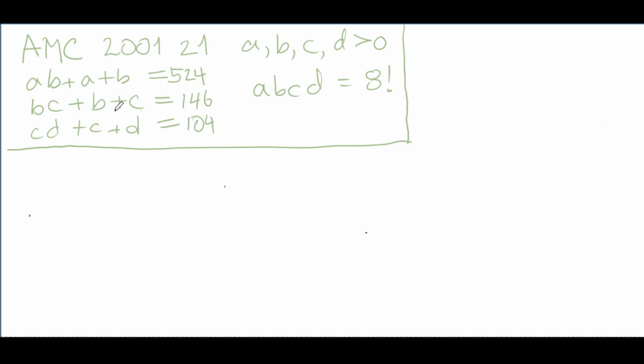Now, what we have is a system of three equations, a times b plus a plus b. There's four unknowns in these three equations, and we have to solve for all of them. We're given some side conditions. A, b, c, d have to be positive, and the product of all of them, this turns out to be very important, the product of all of them is 8 factorial. Okay, now one of the interesting things about this is that it seems like an algebra problem. So is this really an algebra problem?